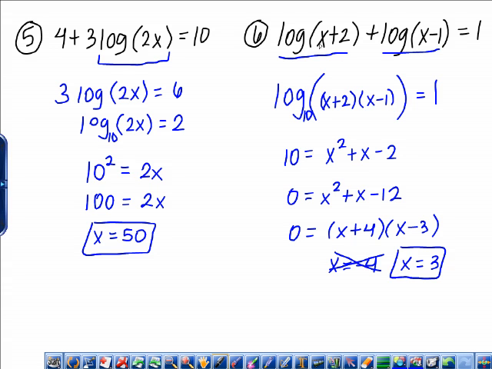If this had been natural log, would I have gotten a number answer? No. Because you would have had an e here instead of a 10, and then that's going to be more complicated to solve. That's going to require a calculator, or we're going to have to do quadratic formula. It's going to get really messy. But on some other problems, it might not be so messy.